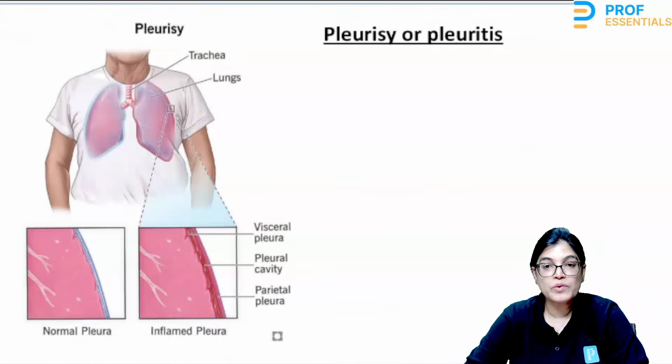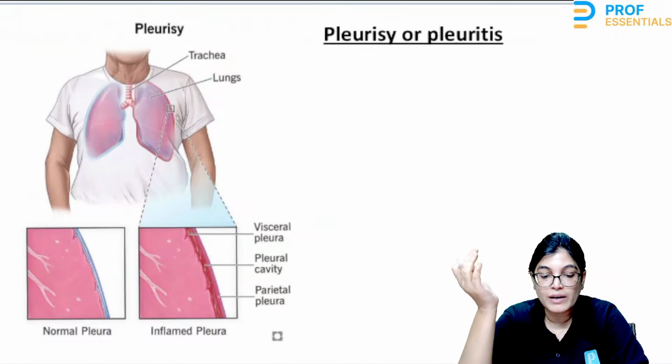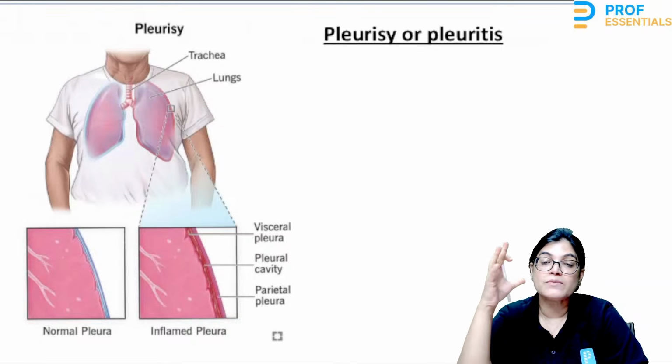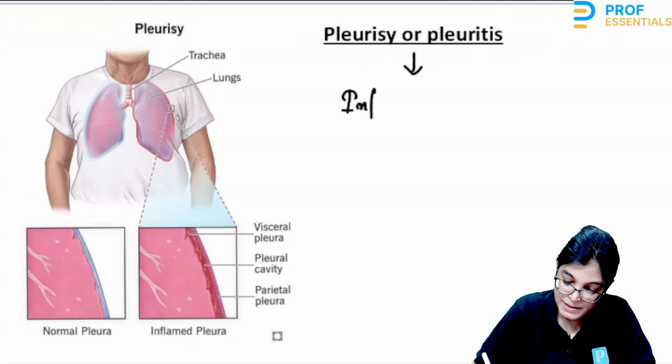Now let's talk about a few clinical aspects. One of them is pleuritis, or pleurisy. When I am talking about pleuritis, itis means inflammation of the pleura. So that means this is the condition of inflammation of the parietal pleura.